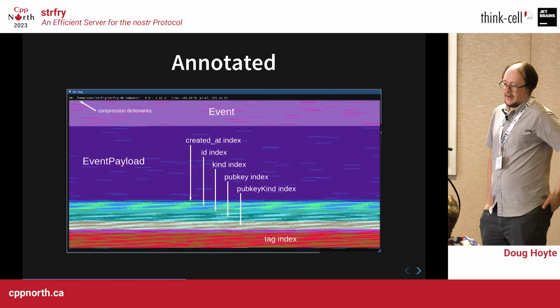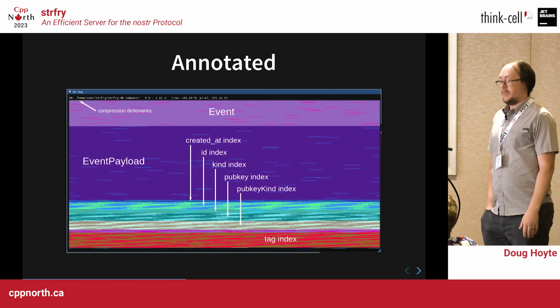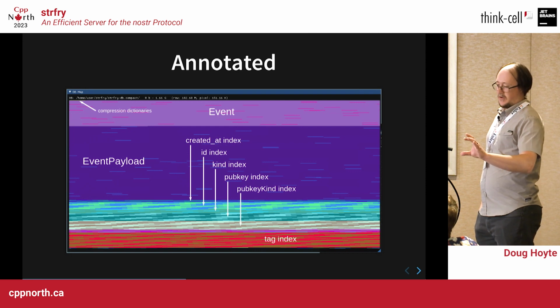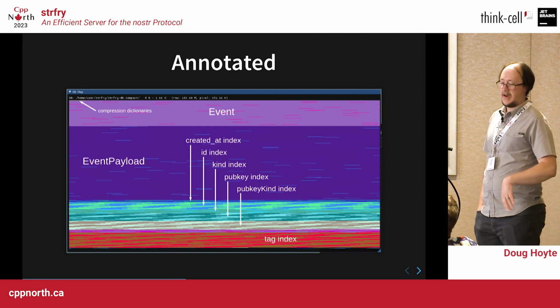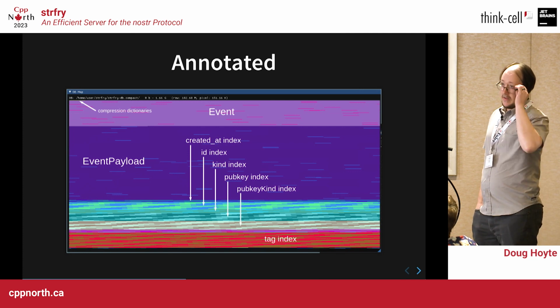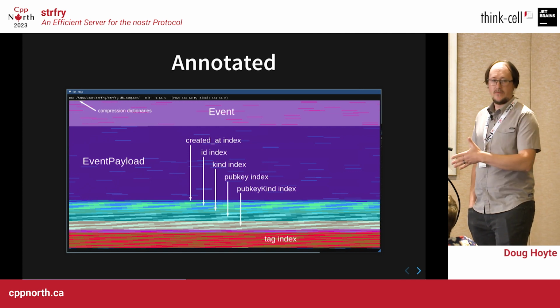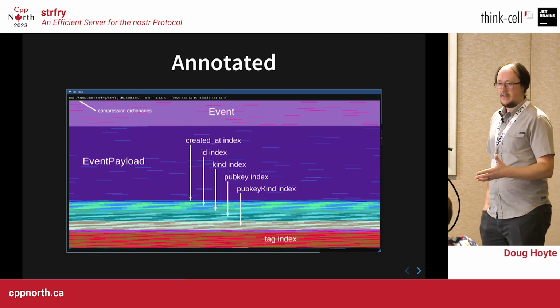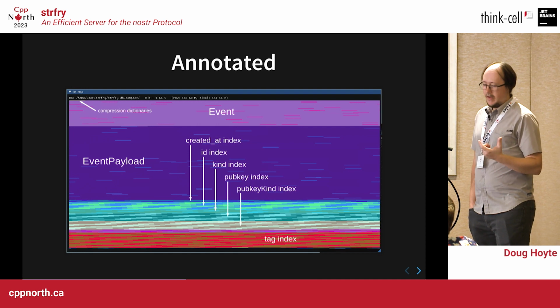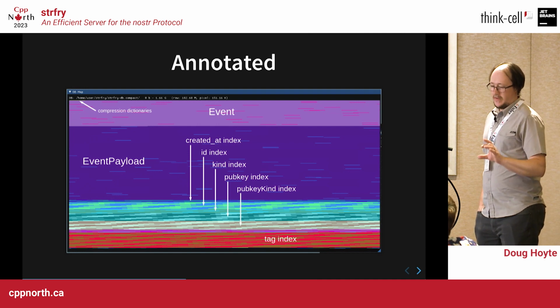So here you see what it looks like after 1 million events have been imported into strfry. You have the big block at the top called event. That's the flat buffers data, okay? And that will contain the data that is useful for the execution of strfry to service the queries, right? So it'll have the kinds and the pub keys and things like that that are needed for indexing, right? But the original JSON is actually stored in the event payload, right?